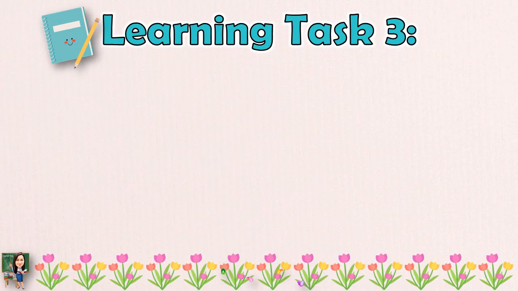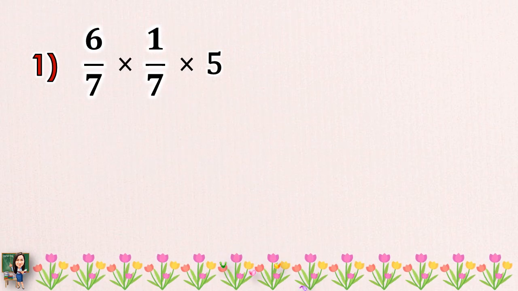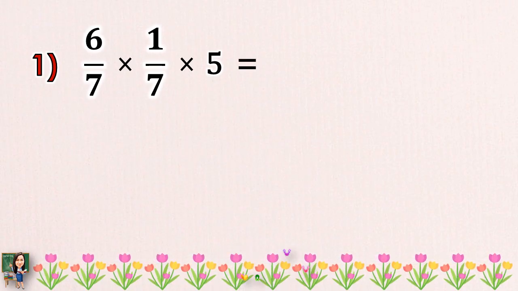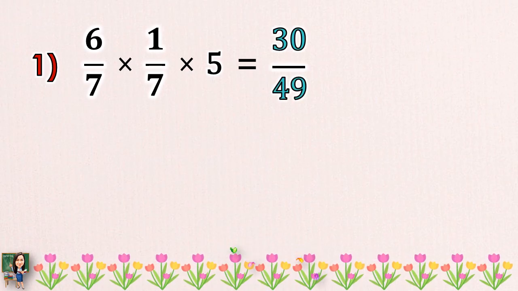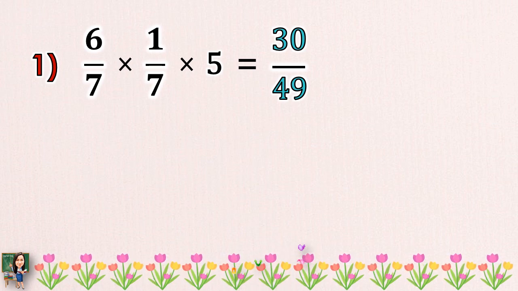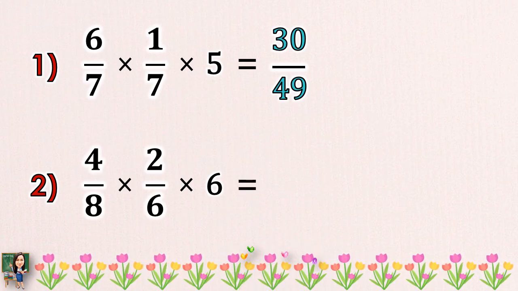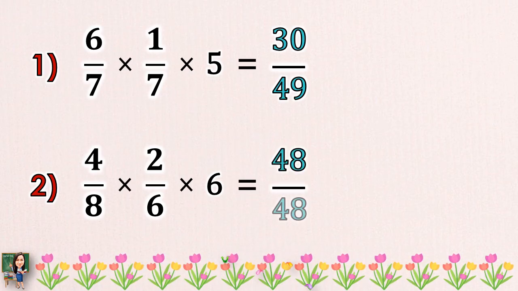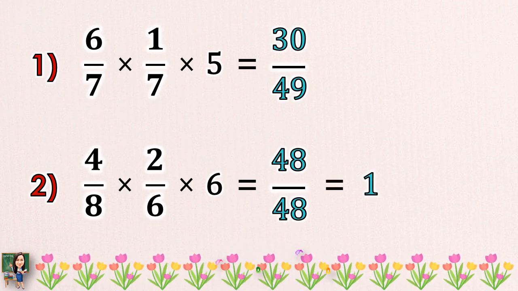Learning task 3. Multiply the following fractions. Number 1. 6/7 times 1/7 times 5 equals 6 times 1 times 5 equals 30. Then 7 times 7 equals 49. The answer is 30 over 49. Number 2. 4/8 times 2/6 times 6 equals 4 times 2 times 6 equals 48. 8 times 6 equals 48. 48 over 48 is equal to 1.